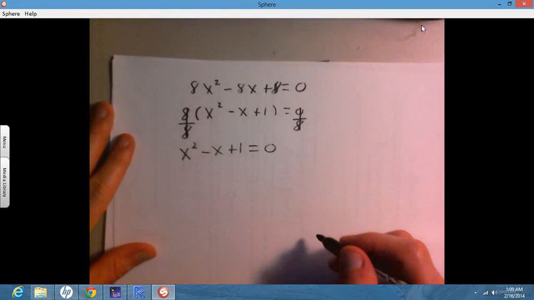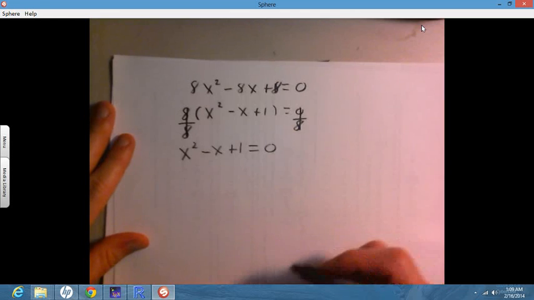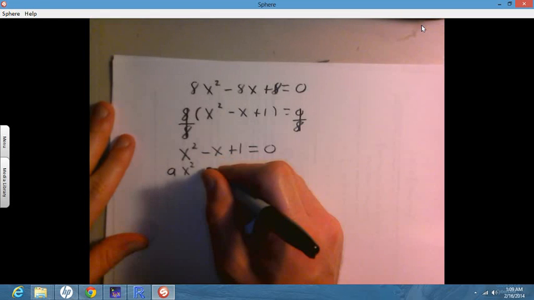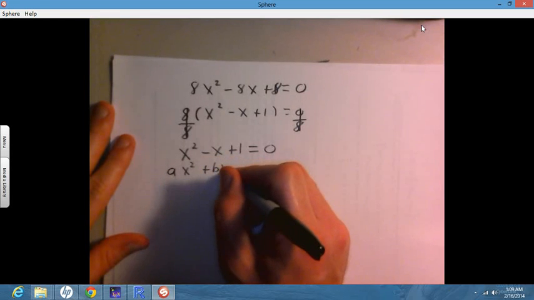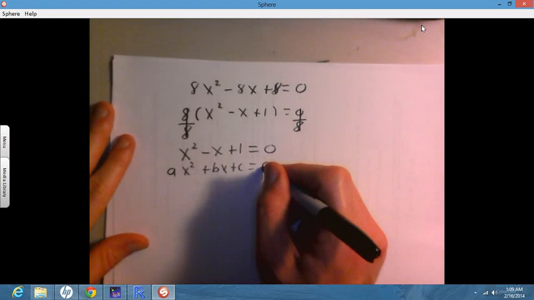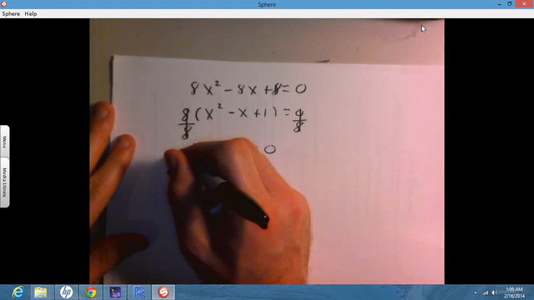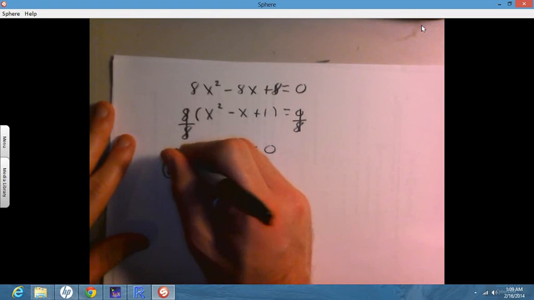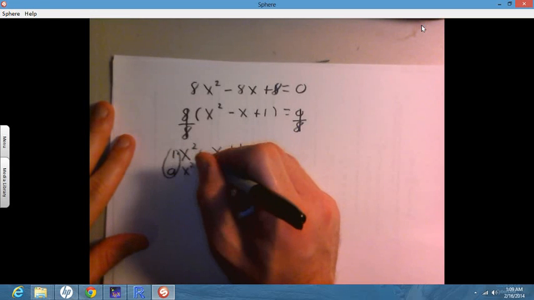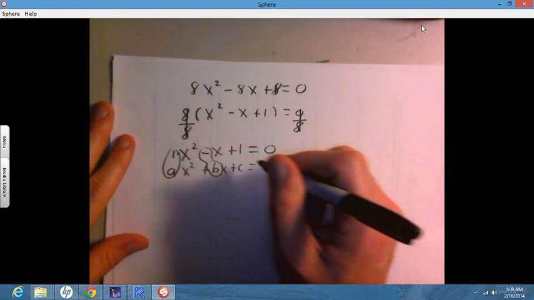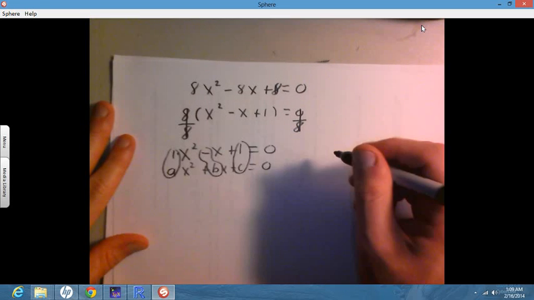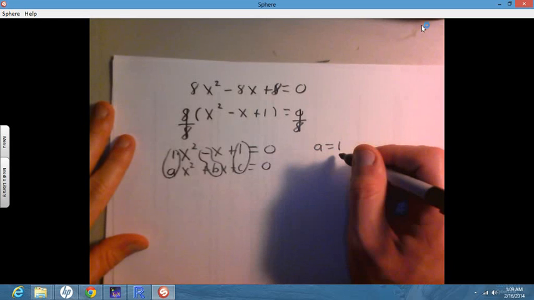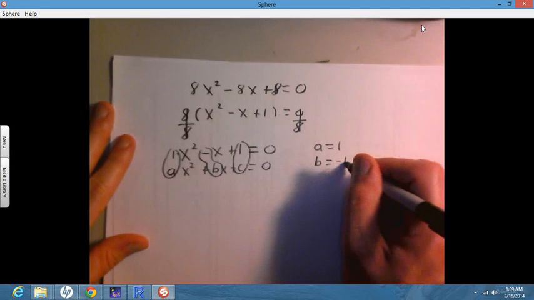Now, I'm going to solve this using the quadratic equation. So I'm going to use ax squared plus bx plus c equals 0 for standard form. And that tells me, well, when there's nothing in front of the x squared, there's a 1 there. So a is equal to 1, b is equal to negative 1, and c equals 1. So I'll write that here: a equals 1, b equals negative 1, and c equals 1.